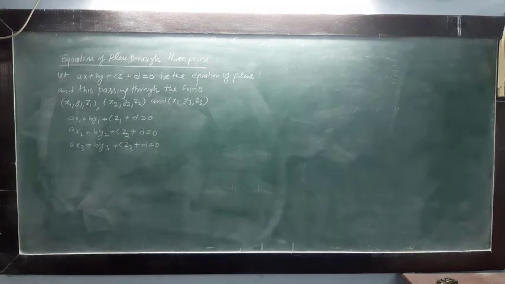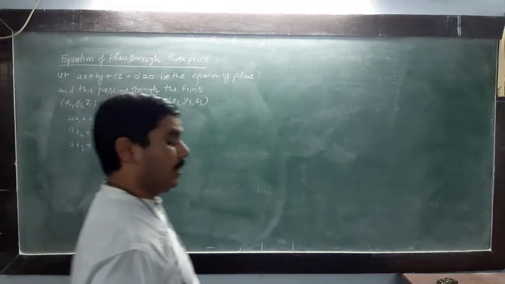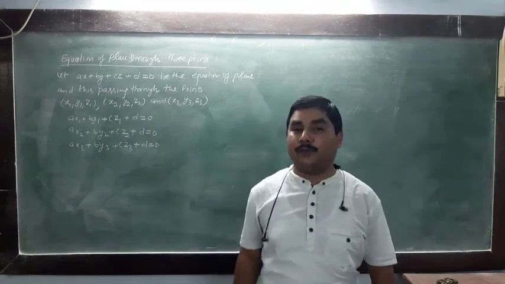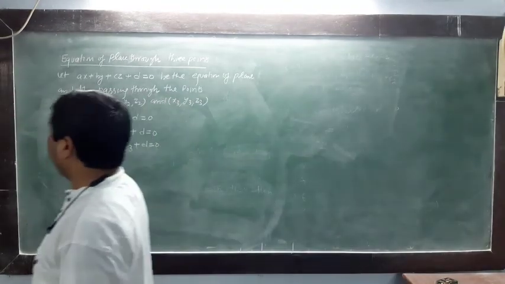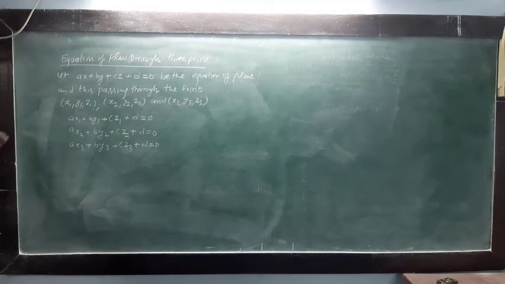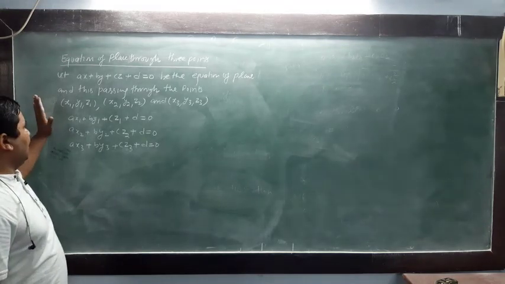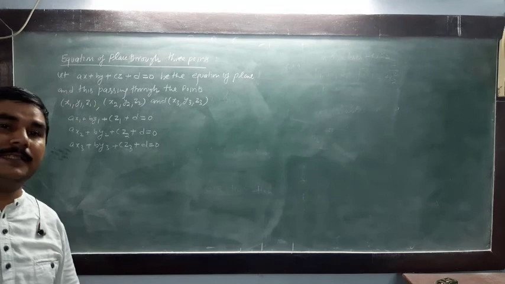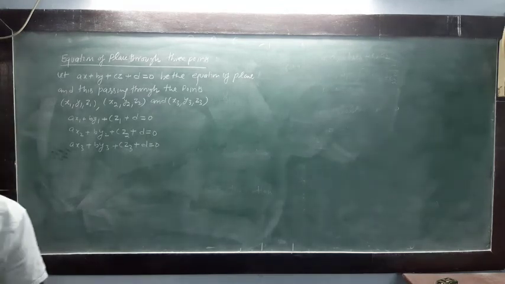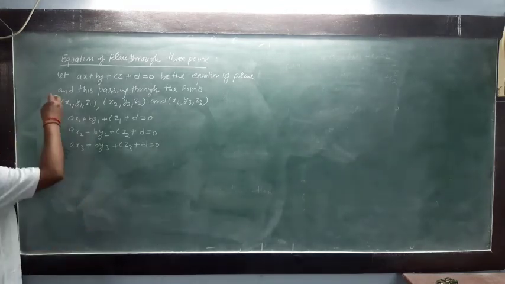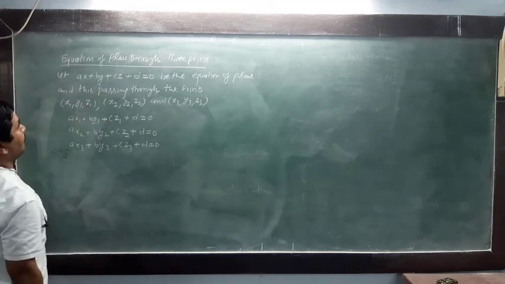Ax plus by plus cz plus d is equal to 0. This is the equation of plane in which we want to find the value of a, b and c, and these are the equations. These are the numerical values which can be found after using the points x, y, z. Now eliminating a, b, c and d from these 4 equations.